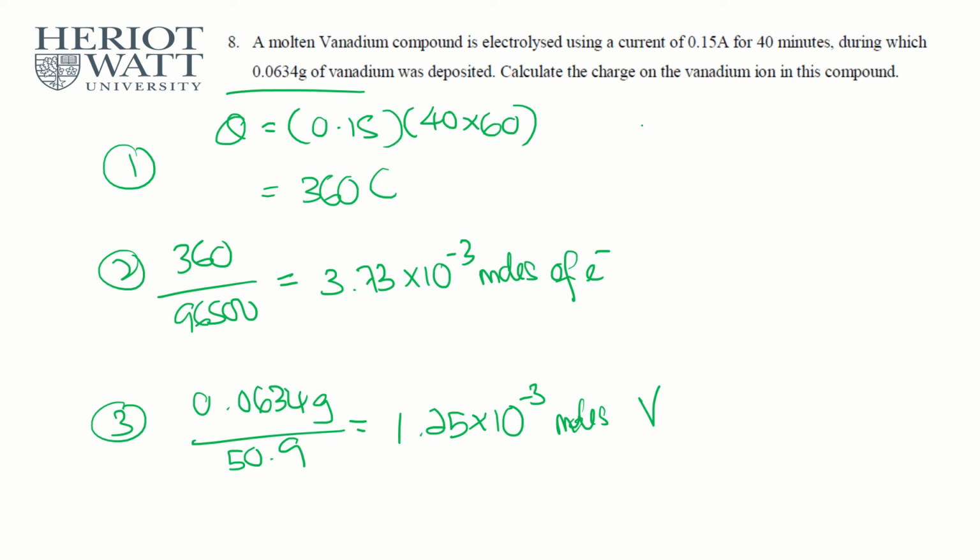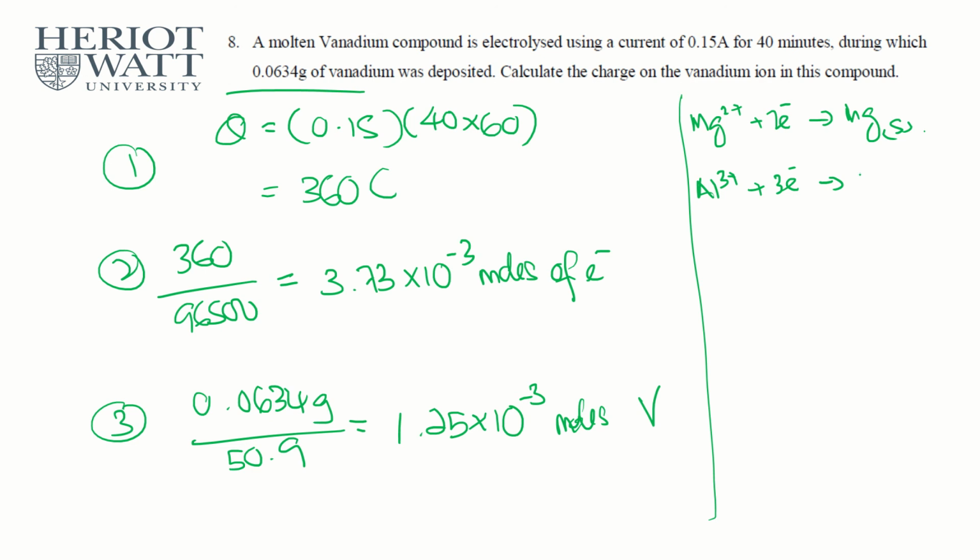Now, I'll give you a scenario here. How to know the charge of the vanadium? A scenario is something like that. Mg2+ plus 2e, you get what? Mg solid, right? Al3+ plus 3e, you get aluminium solid. What if you have vanadium n+? n is unknown because we are looking for n. So n+ plus what? n electrons. Am I right? 2, 2, 3, 3. So n electrons forming vanadium solid. You see that? So n electrons forming 1 mole of vanadium.